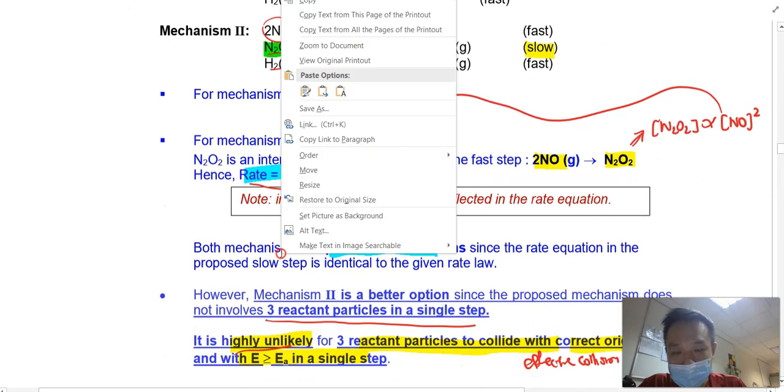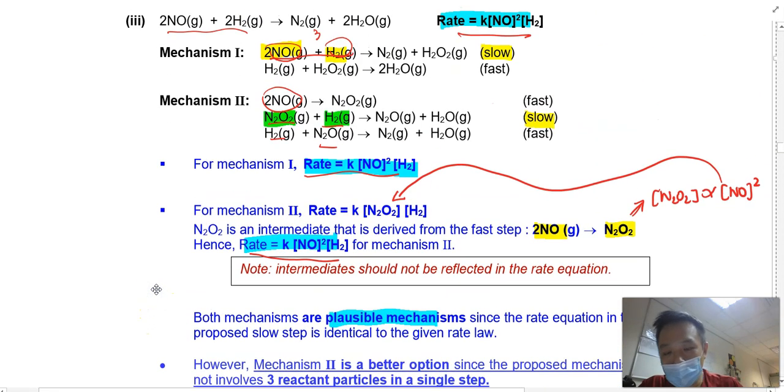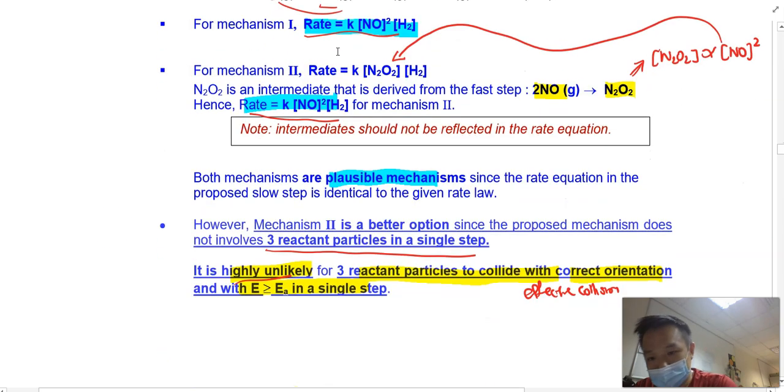Therefore, the learning point from this question is that when we propose a mechanism, we try to propose a step involving only two reactant particles. As you can see here, two reactant particles, two reactant particles, two reactant particles. We do not propose a step which involves three reactant particles or more. That's your part 3, and this is the part that's new.